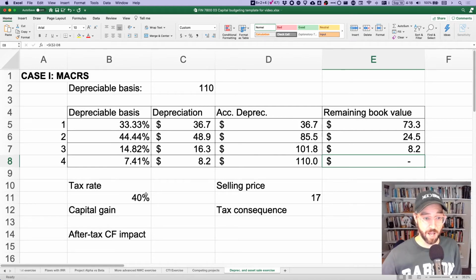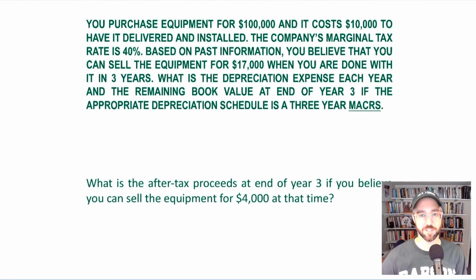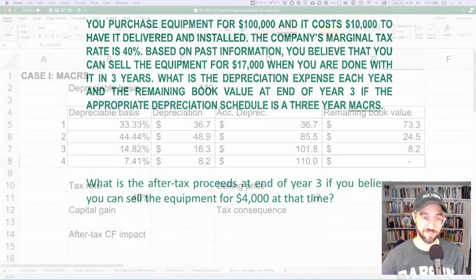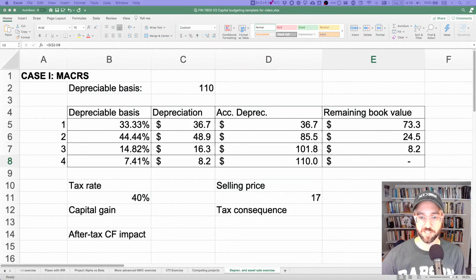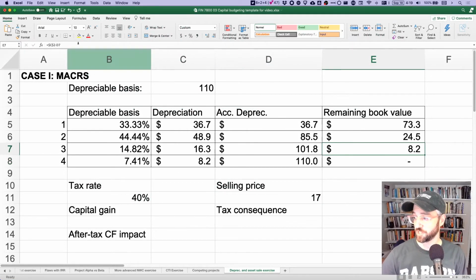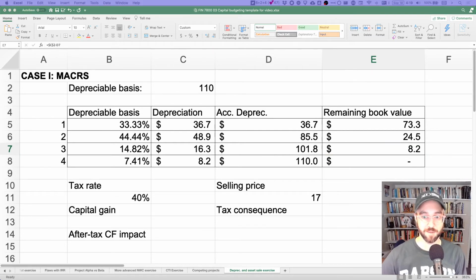So now we know that when the thing gets sold at the end of 4 years, so again, the question asks about the asset being sold at the end of 3 years for $17,000. This number right here, given it's sold after 3 years, is going to tell us what the remaining book value on the asset is at the time of sale.